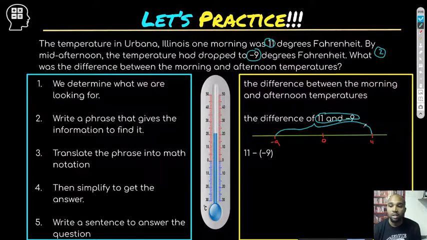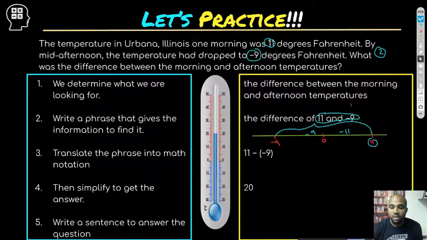So you're going to say, no, we started at 11 degrees, way over here on the other side of 0. Negative 9 is here. That was a huge drop. It went down 11 here, went down another 9 here. So that was a lot more than just 2 degrees difference. So now we're going to solve it.